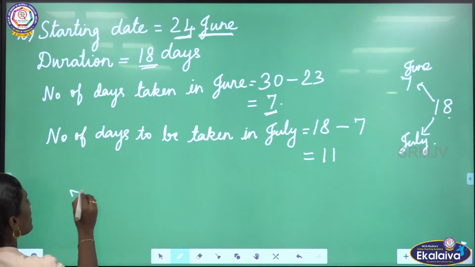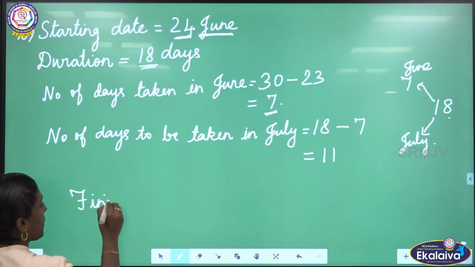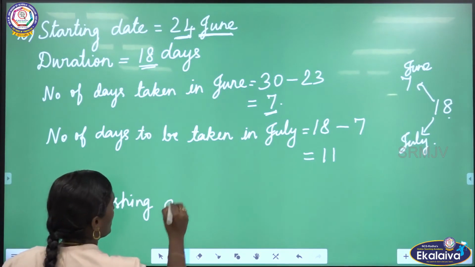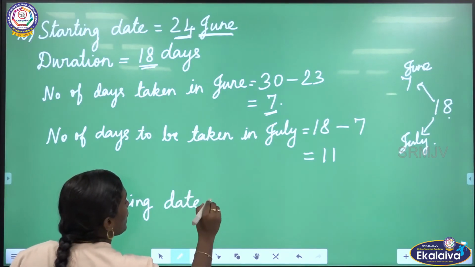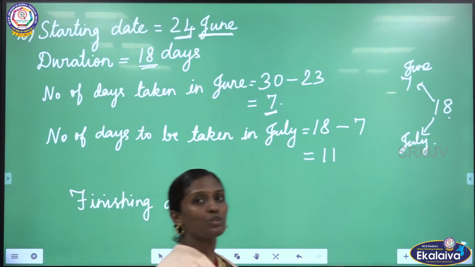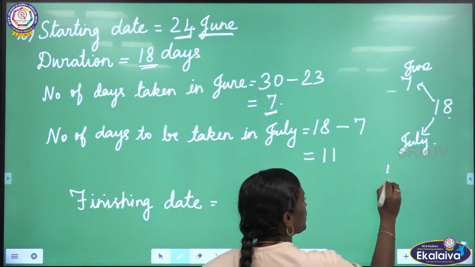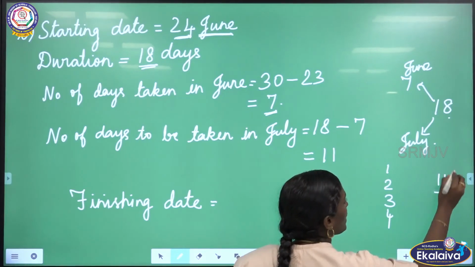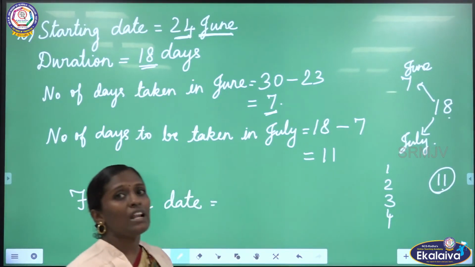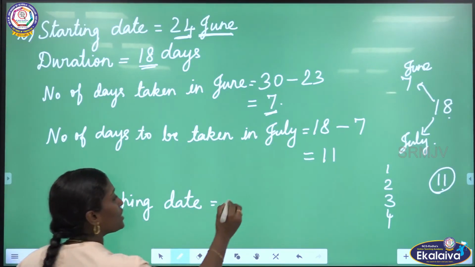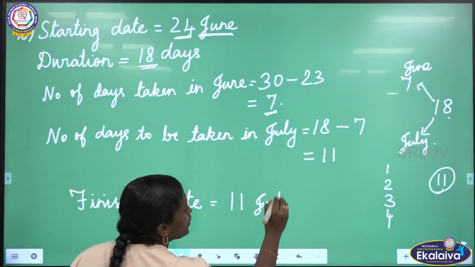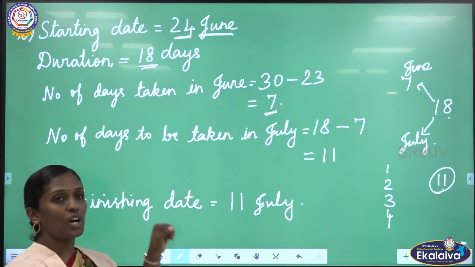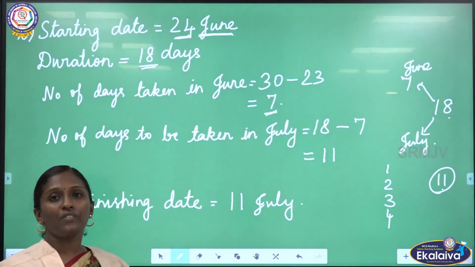Now we have to find the finishing date by counting forward. Okay, so 11 days are there. From 1 to 11 we have to count. So 1st July, 2nd July, 3rd July, 4th July, and so on. If you are counting like that, the 11th day is 11th July. So the finishing date is 11th July. Is it clear, children? To find the finishing date, we have to use counting forward.